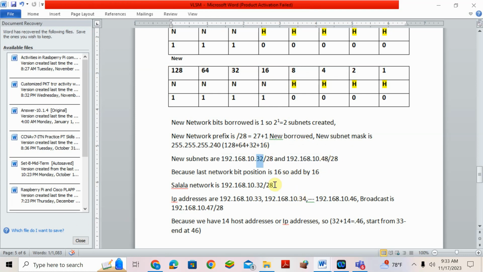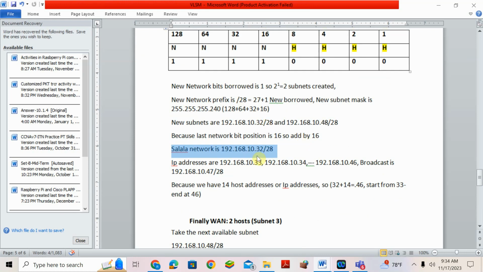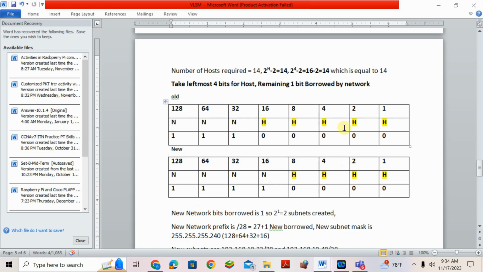So the Salala network requires this network, and how many IP addresses are there in each subnet? In this case we have 14. If I take 32 as the network, the IP addresses will be the first one 33, 34, 35, up to 46. 32 is the network, and 14 is the number of IP addresses.